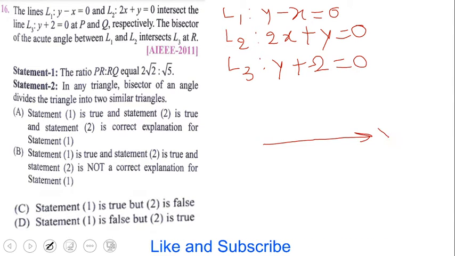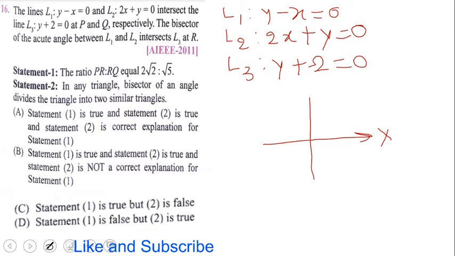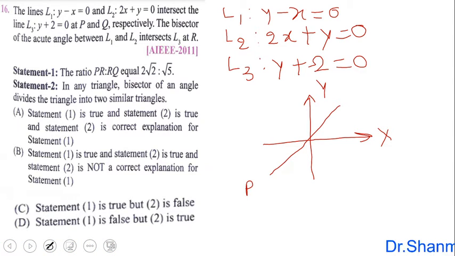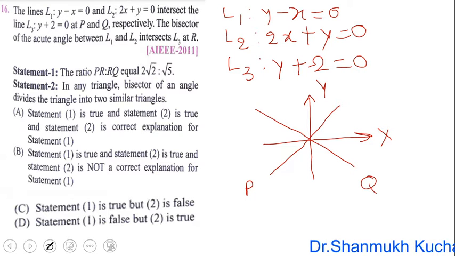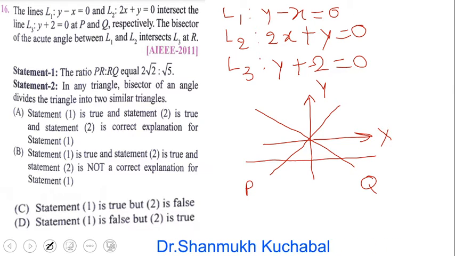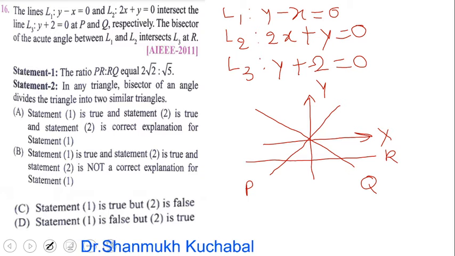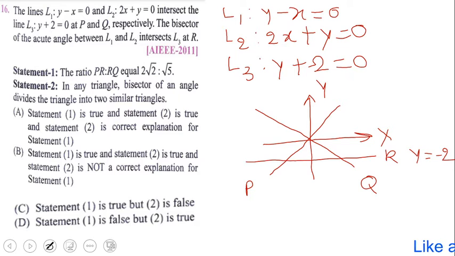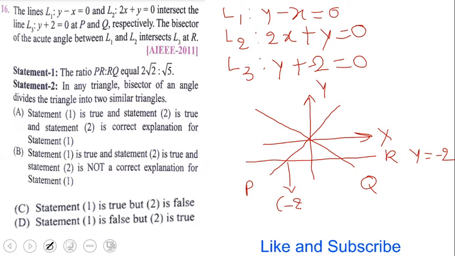We have to draw a diagram of this. This is our x axis, this is our y axis. We have one point, call it P, and another point Q, and the third point is R. L3 is given by y equal to minus 2, since y plus 2 equal to 0. So we get the coordinates of P as minus 2 comma minus 2.